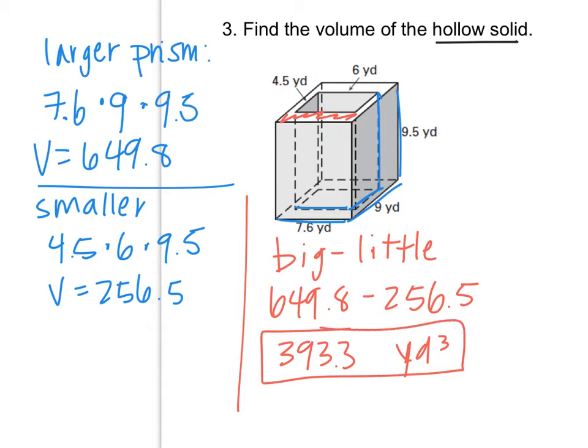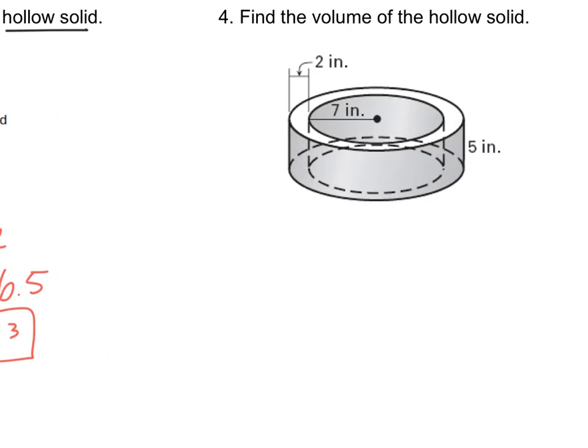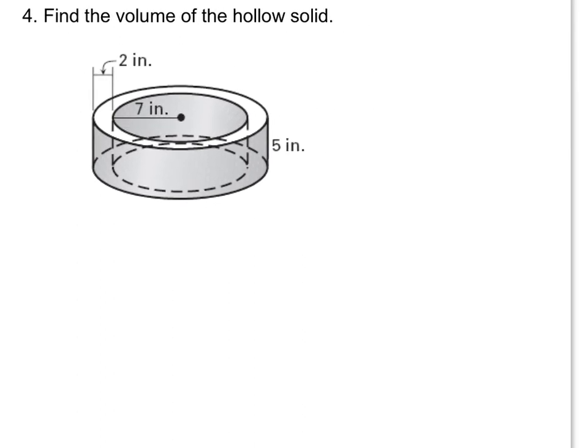All right. So, yeah, whenever you have a hollow shape, you just need to take the outside shape minus the inside shape. So we've got one more here. Same idea, but now instead of prisms, we have cylinders. Just like before, though, we are going to do big minus little. So let's start with our big cylinder.